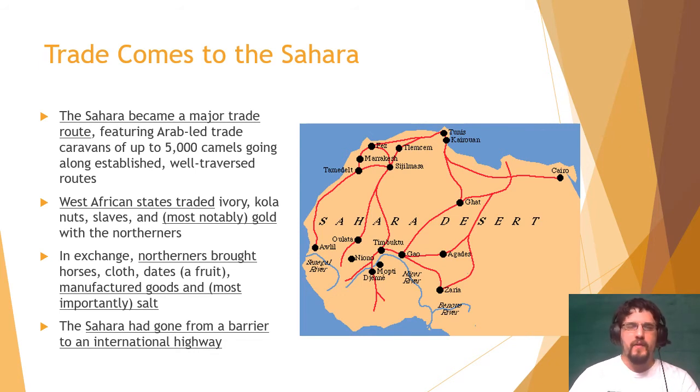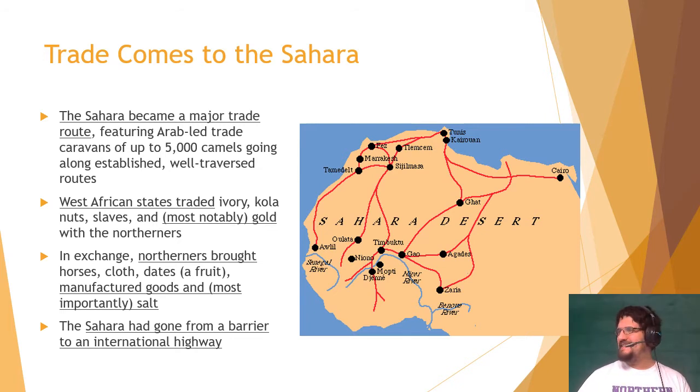Northerners would bring down manufactured goods and, most importantly, salt. A lot of times this trade is actually called the salt for gold trade, and those are the two most important trade goods. Salt from North Africa would be traded for gold from West Africa.